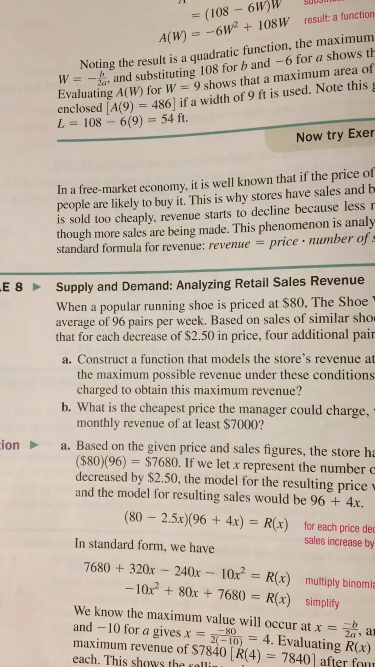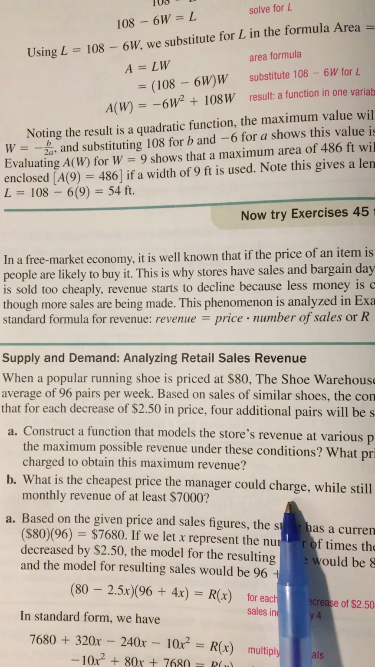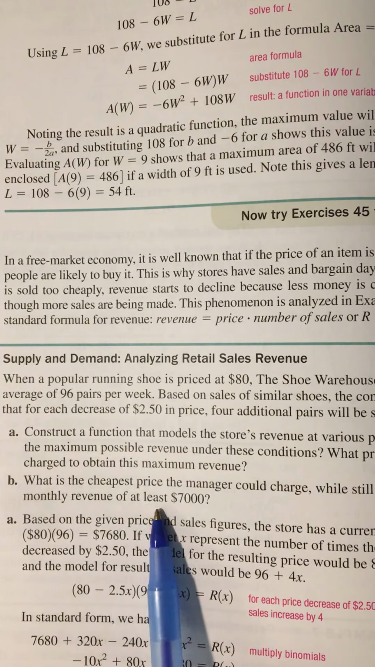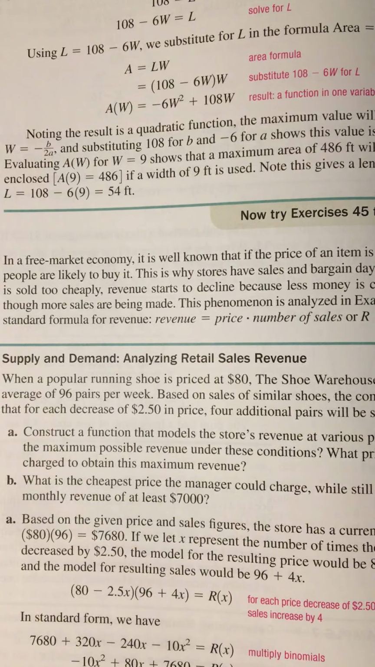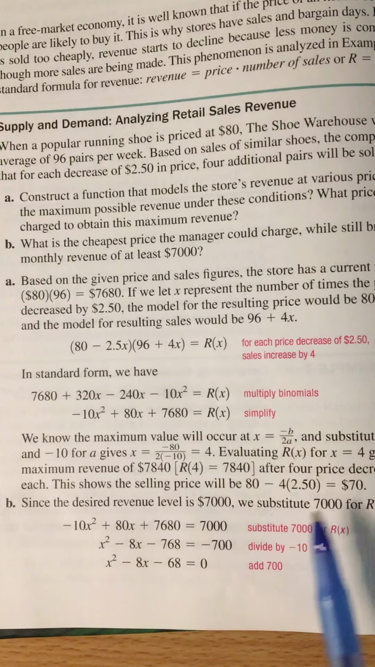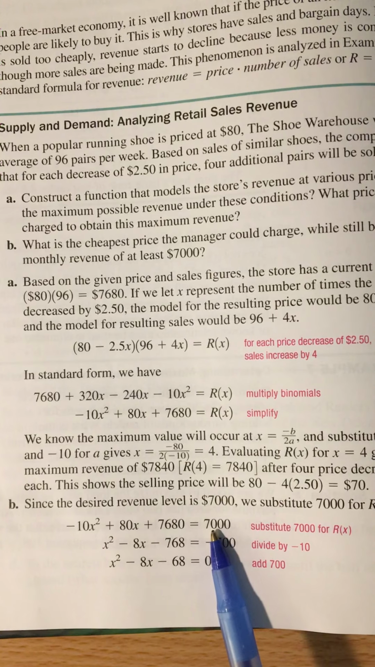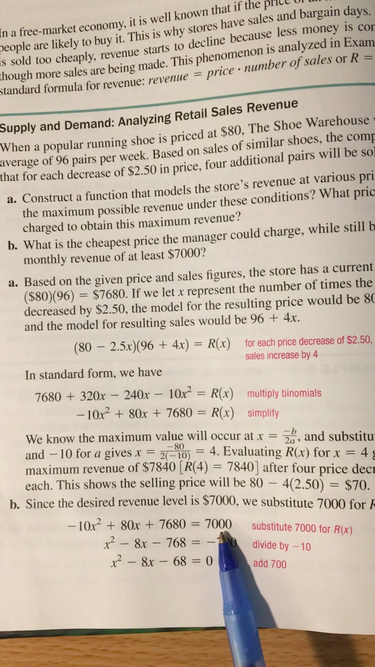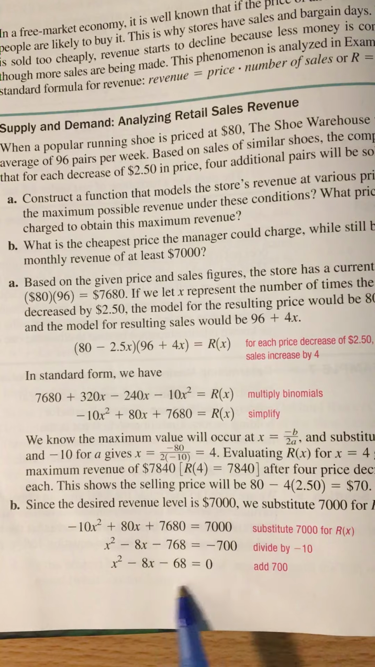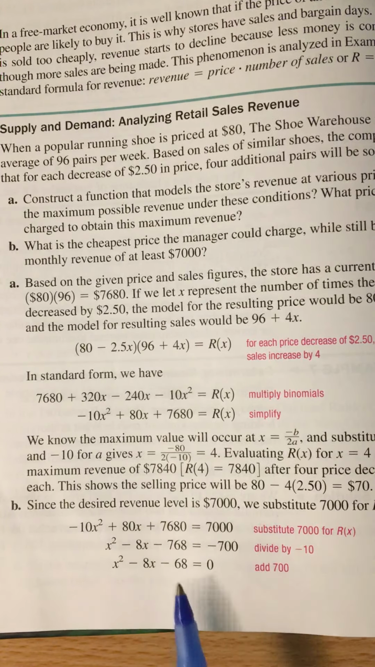And then the second part of it, if you read this, I highly recommend you look at this example. It says, what is the cheapest price the manager could charge while still bringing in a monthly revenue of at least 7,000? Okay, so look at what they did. If the revenue is 7,000, and you put it right there, what happens? You can simplify this equation to this.